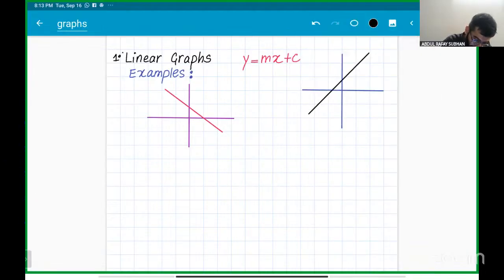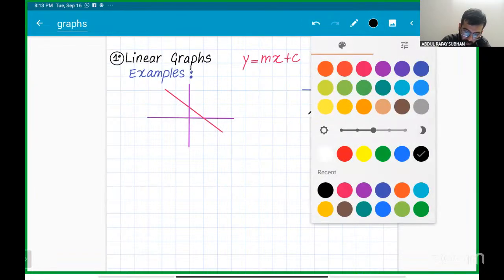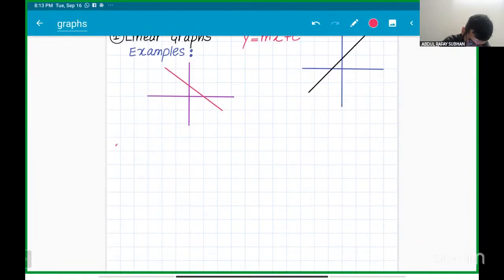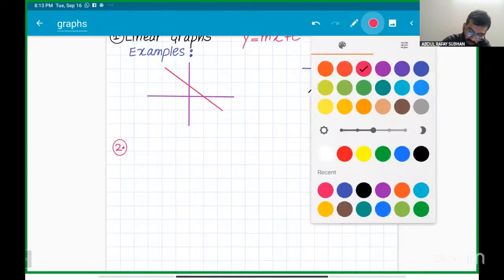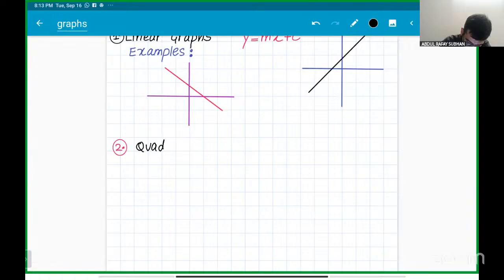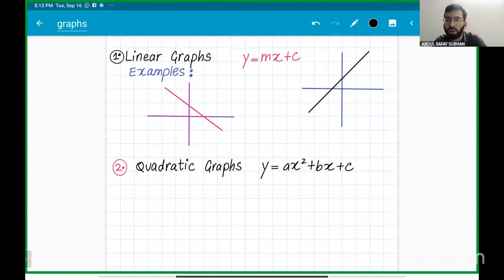Once we got this, the next one is the quadratic graphs. Please focus, everyone. I'll be sharing these notes as well. The next one is the quadratic graph. How do we sketch quadratic graphs? You need to understand that the quadratic graph equation is y = ax² + bx + c. Quadratic graphs will always have the highest power of square. Whatever graph you find with the highest power of square will be called a quadratic graph.